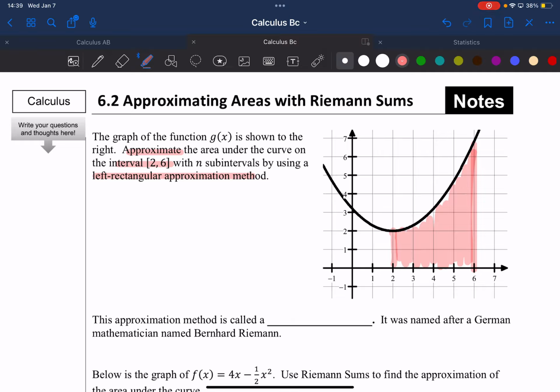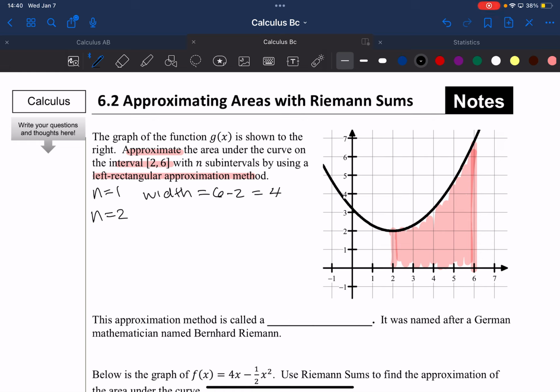Okay. So in order to determine how many rectangles we're going to use, we have to first know what happens when we increase our n subintervals. So if I just start with 1, so like n is equal to 1, I can find a width, which is us taking the interval 2 to 6, subtracting those values, so 6 minus 2 is 4, and that gives me the width. Okay, what this means is that I would use one rectangle with a width of 4 to estimate this.